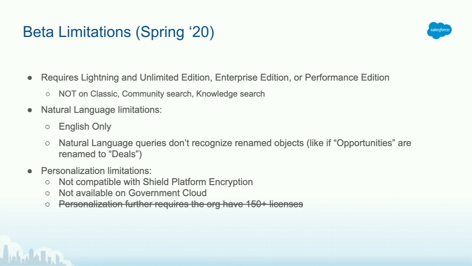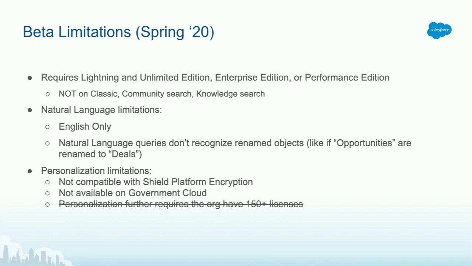There are also some limitations related to natural language. We are only supporting English, but we definitely have plans to support other languages in the future. Natural language queries do not recognize renamed objects. In the demo I showed you my open opportunities. If in your organization you have renamed opportunities as deals, then my open deals would not work. Similarly, we have some limitations related to personalization. It's not compatible with Shield Platform Encryption. We are also not available or supporting Government Cloud at this point in time.